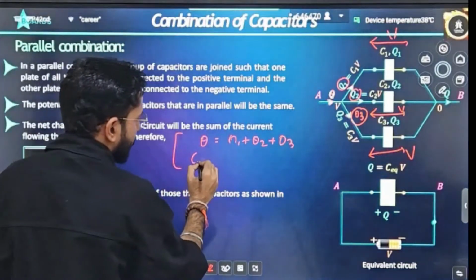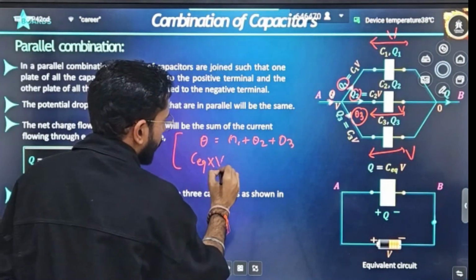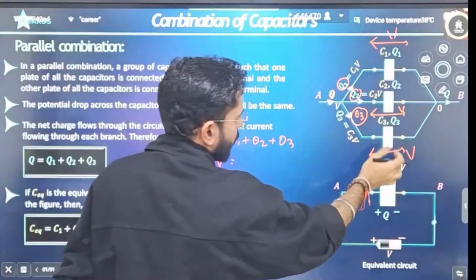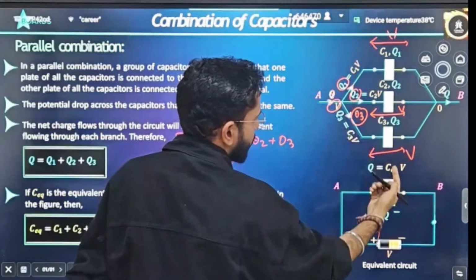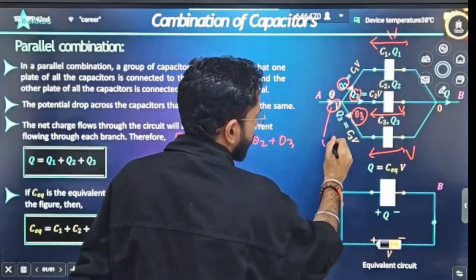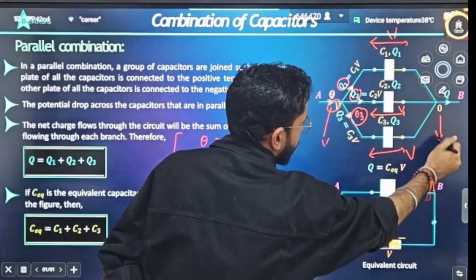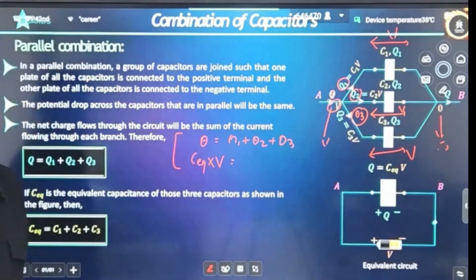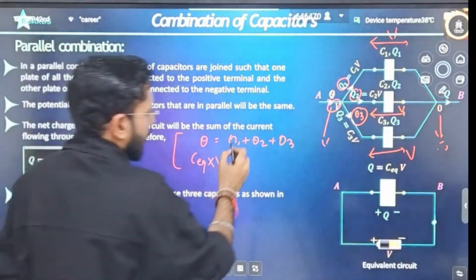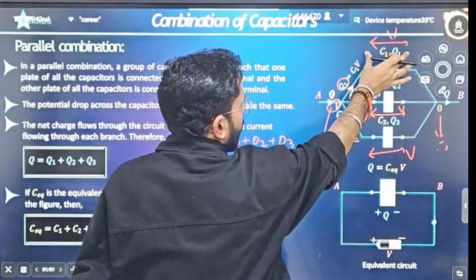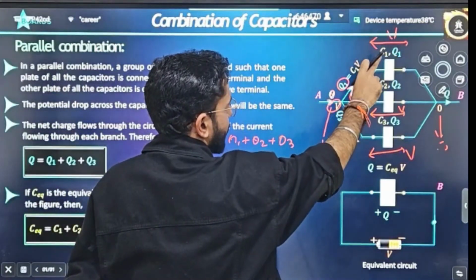Now write what you can write for Q. Q is equal to C equivalent into V. But whatever the battery is connected, potential difference. Here potential difference that you have generated is this point is at potential V, this point is at potential 0. That means the net potential difference across this complete system is V. Now what you write across Q1? What is Q1 charge? You will write always C into V.